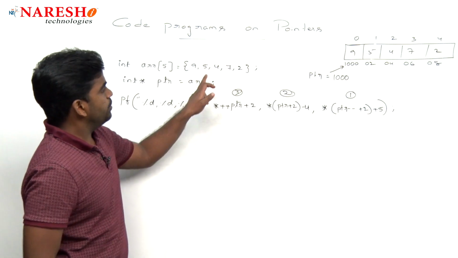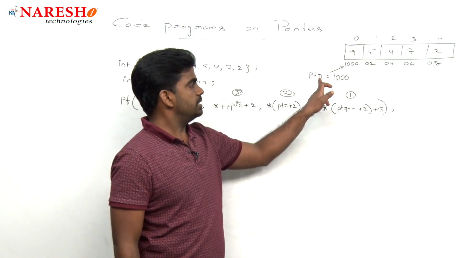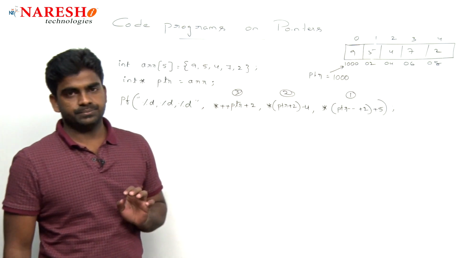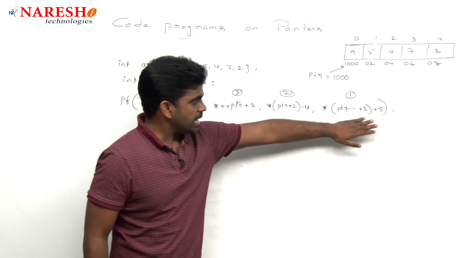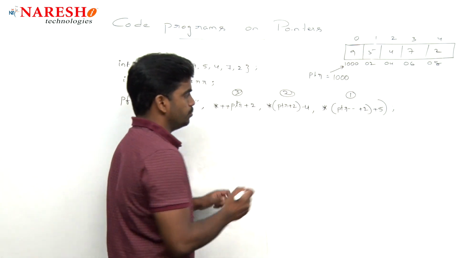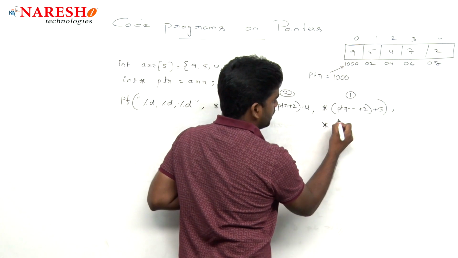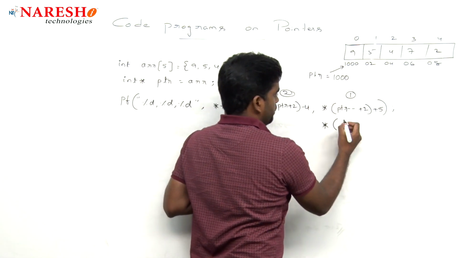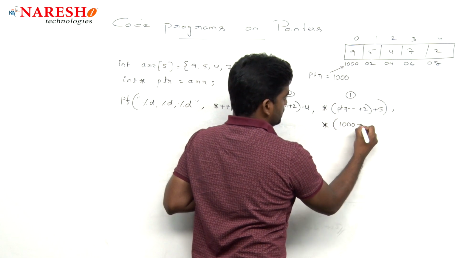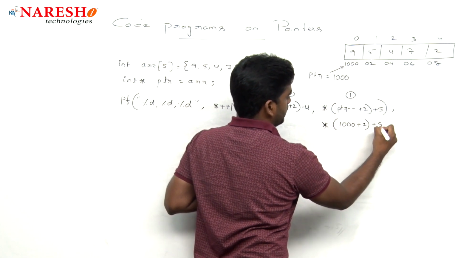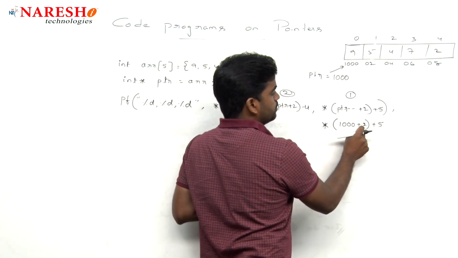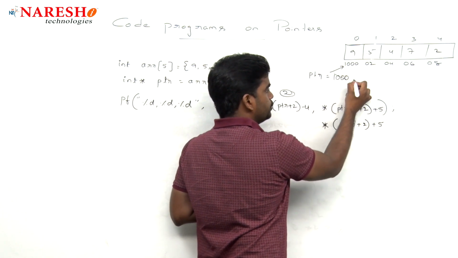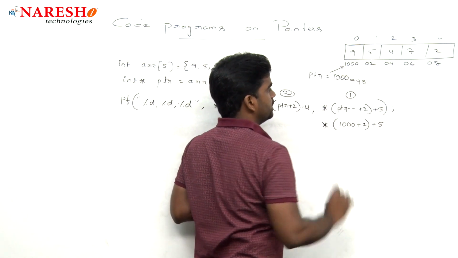First we allocate the memory, and the base address PTR is pointing to this one. So first the last expression we are executing: *PTR-- plus 5. It's a post decrement. Substitute the value: 1000 plus 2 plus 5. It is 1000 plus 2, and after this the value should decrease, that is 998.